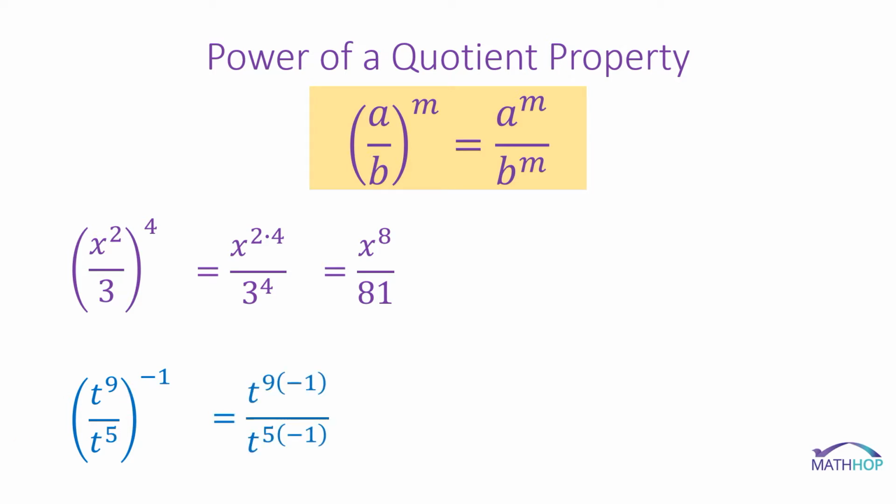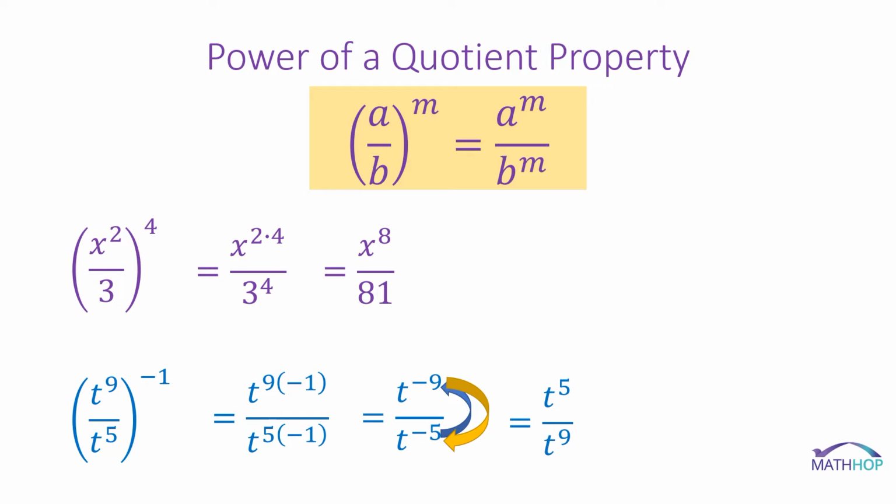So that would be t to the 9 times negative 1 divided by t to the 5 times negative 1, giving us t to the negative 9th divided by t to the negative 5th. Remember, negative exponents simply switch positions. If it's in the numerator, it moves to the denominator and becomes positive. If it's in the denominator, it moves to the numerator and becomes positive. So t to the negative 5th comes up, t to the negative 9th goes down.